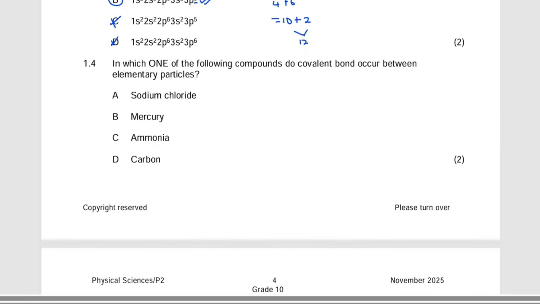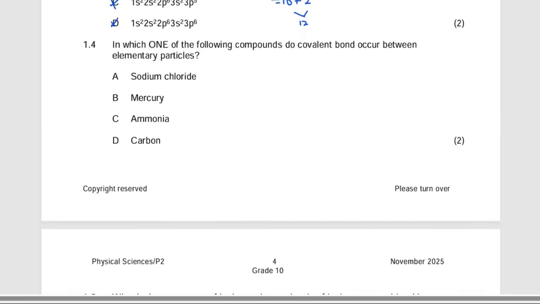Moving on to question 1.4, it says, in which one of the following compounds do covalent bonds occur between elementary particles, right? So this is what we're having. In which one of the following compounds do covalent bonds occur? So we're looking for a covalent bond that occurs between elementary particles.